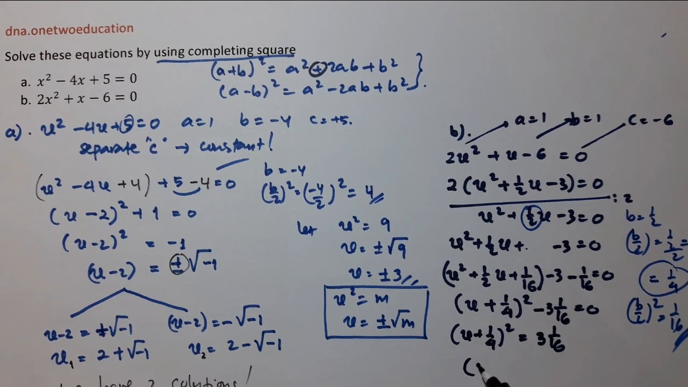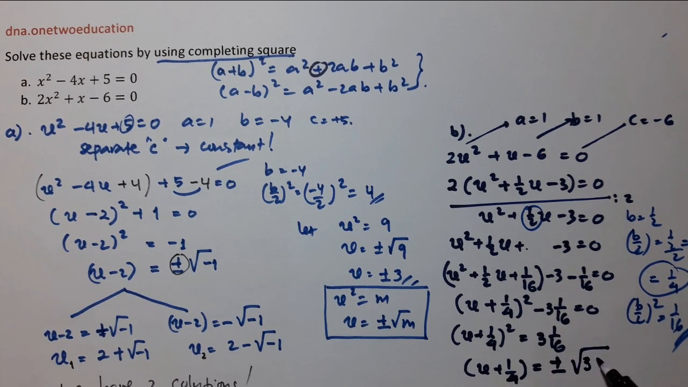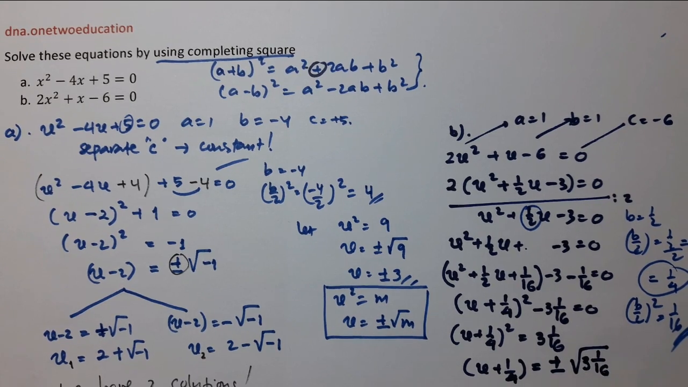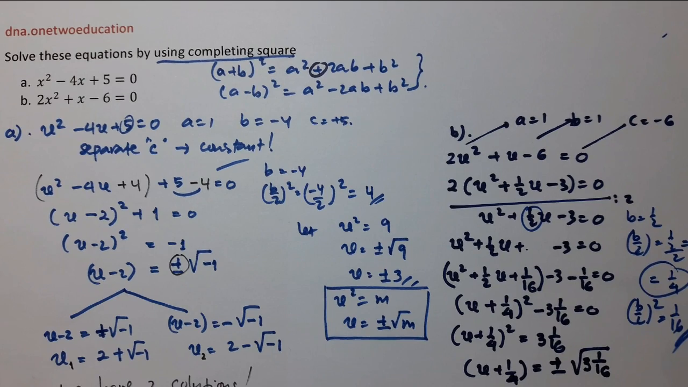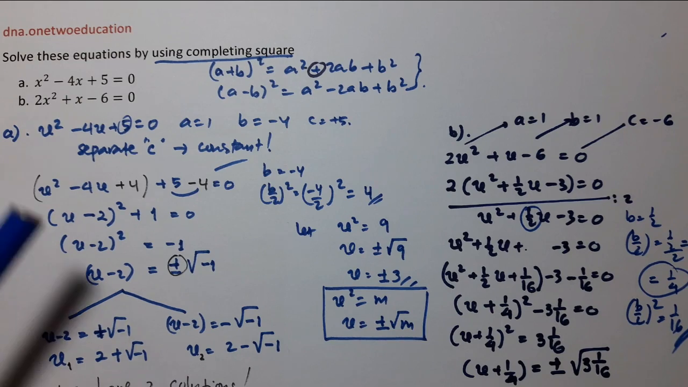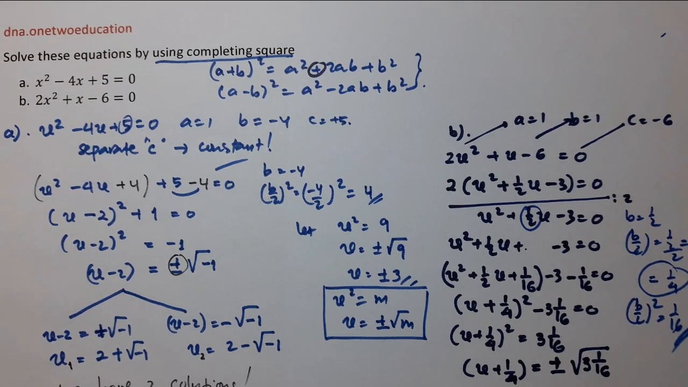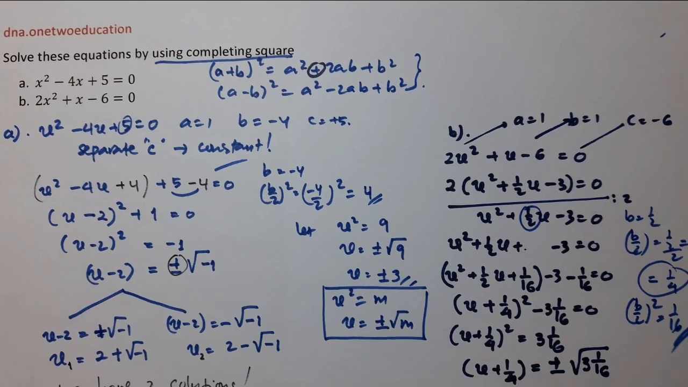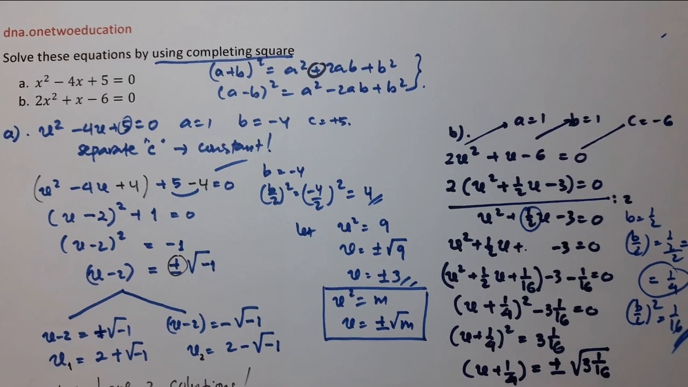Okay, next, x plus a quarter equal plus minus root of 3, 1 over 16. Right? Okay, now we have to separate this expression into two statements or two expressions to find the solution, right? To find the solution.